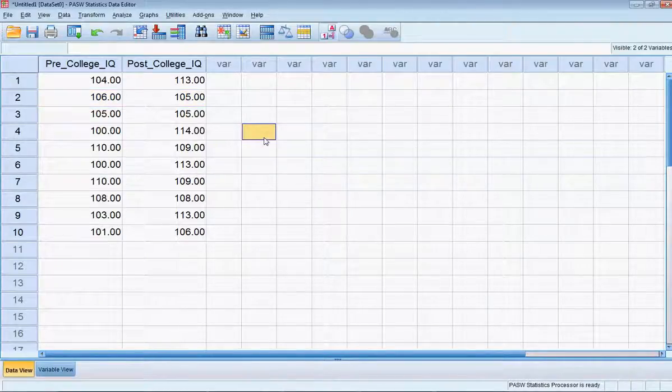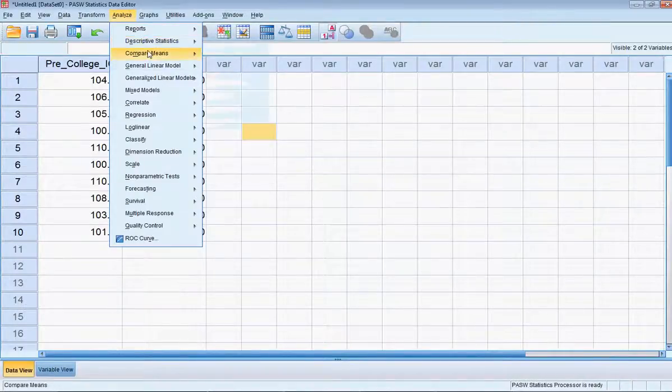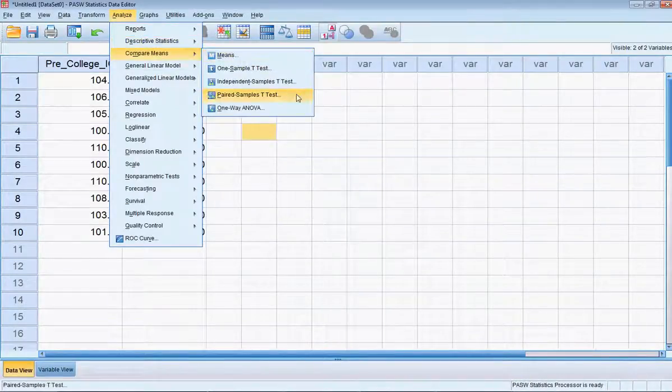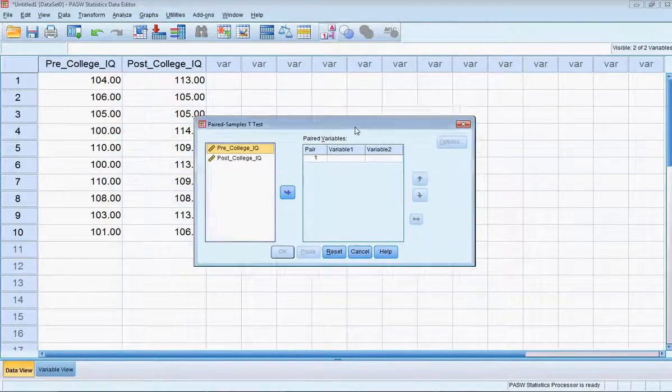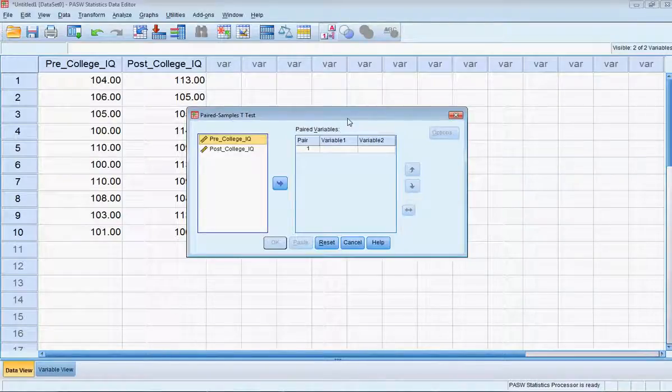Now once the data are in there, doing the test is pretty simple. Just go to Analyze, Compare Means, and pick Paired Samples t-test. When this window pops up, just move over the variables you want to compare. So we want to compare pre-college IQ to post-college IQ. You can select each variable and move it over. And when you're ready, hit OK.